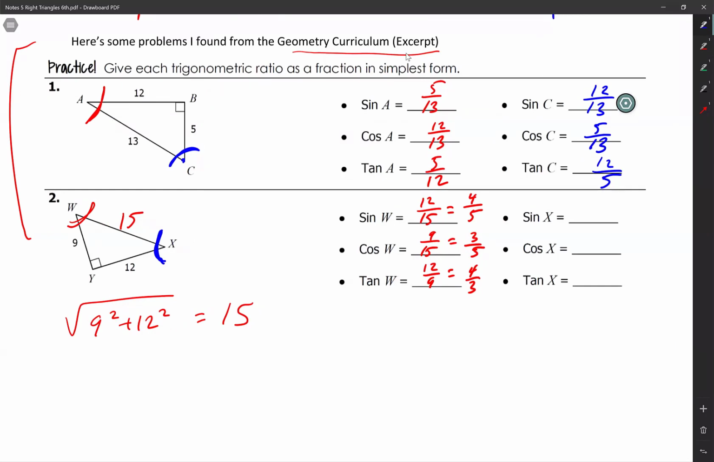Sine X, opposite over hypotenuse, so 9 over 15. That reduces to 3/5. So there's my 3/5. Cosine X, adjacent over hypotenuse, that's 12 over 15. That reduces to 4/5. And then tan X, opposite over adjacent, 9 over 12. That reduces to 3/4. And there it is, guys.